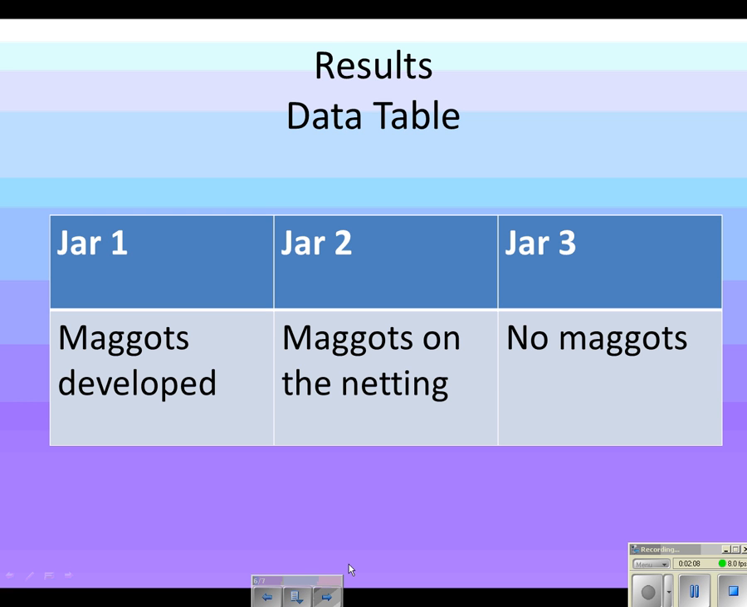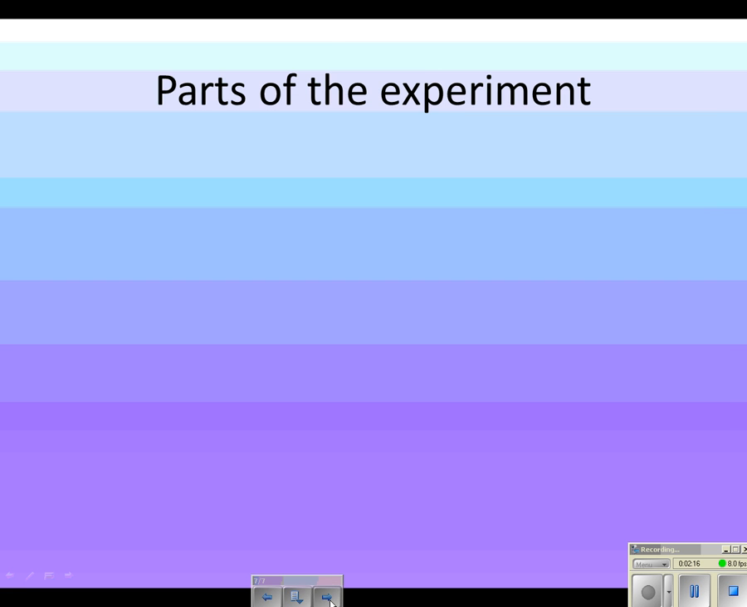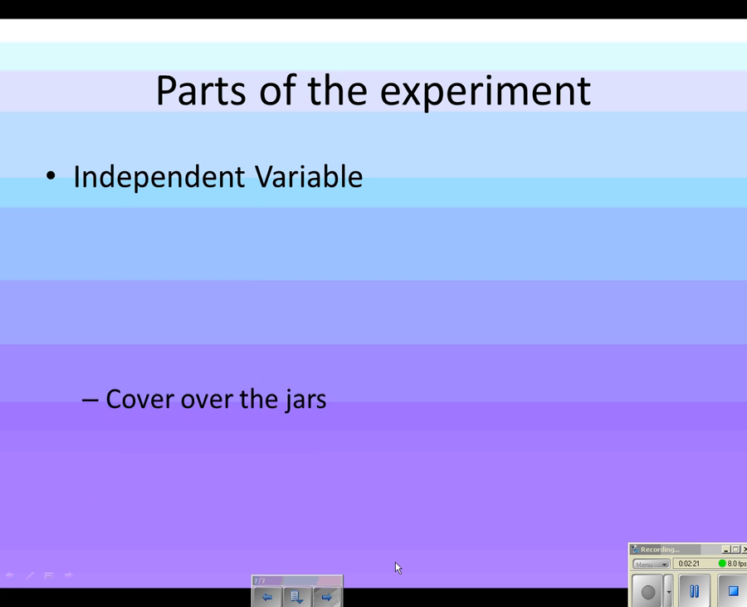We could then also take this data and in a results section of a lab report, we could graph it. We need to know what all the variables are. So the independent variable, which will go on the x-axis, would be the cover over the jars, or the type of cover. And the independent variable is going to be what we're manipulating. So he used an open jar, he used the netting, and then he used the solid cover. That would go on our x-axis. It's what we are changing.